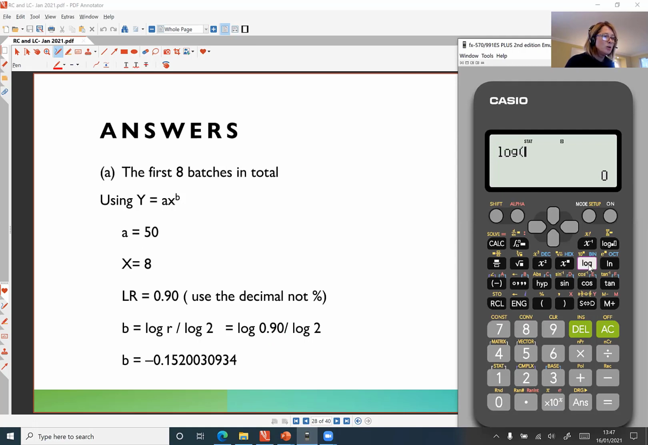So you do that by doing log 0.9, close the brackets, divided by log 2. You don't need to close the brackets, but it's best to close those brackets. And you can see that comes out as minus 0.150030934, okay? You can keep that if you've got a memory in your calculator, or you can decide to round it to probably, in this case, 3 decimal places because there's 2 zeros. Or you can actually do the formula all in one go, but let's do it in stages.